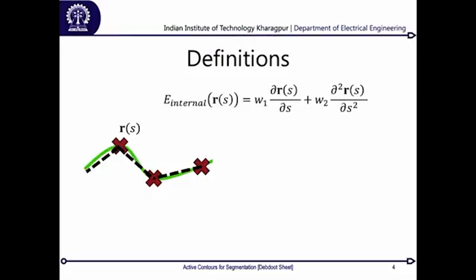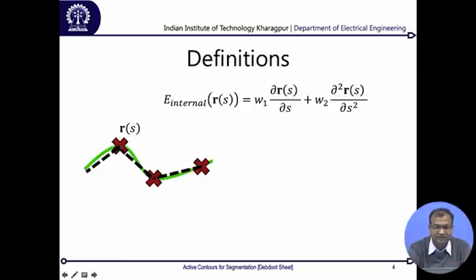Now, if that is the situation, at a point r(s) we compute something called an internal energy. This internal energy is basically a weighted summation of the first order derivative and second order derivative along this particular curve. Look at this: we are taking a derivative along the points on the curve, along this parameter S. It is not an image derivative, it is not a derivative of the grayscale intensity of the image, which we use at a different point. Here, del r del s is a vector of del x with respect to del s i cap, and del y with respect to del s j cap.